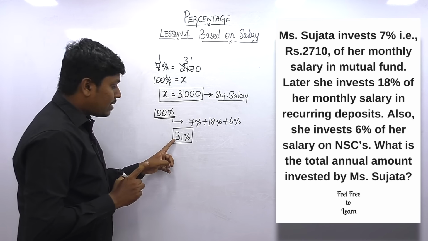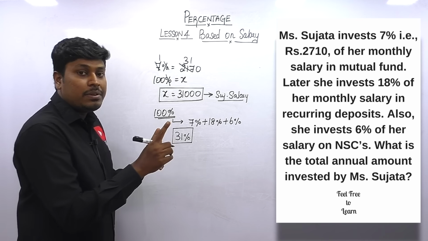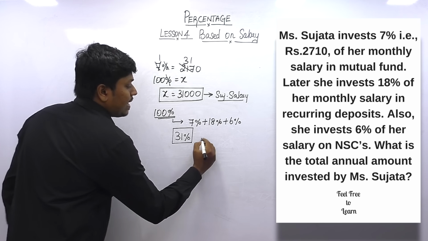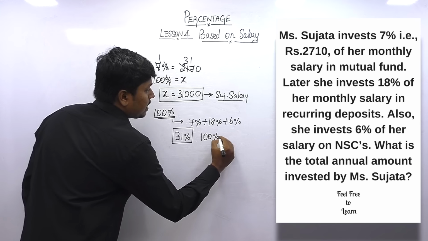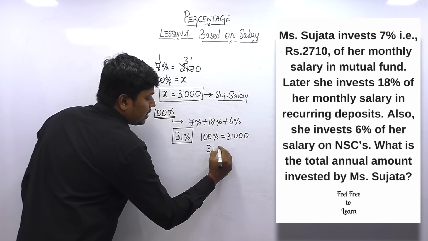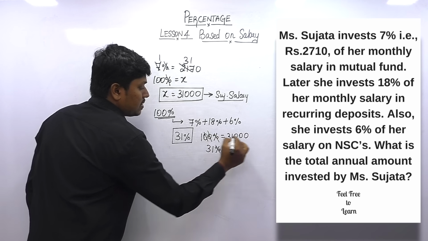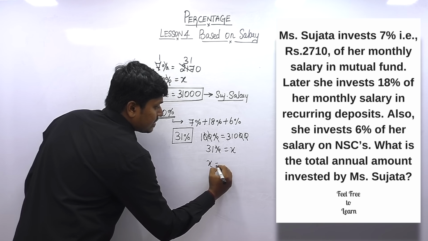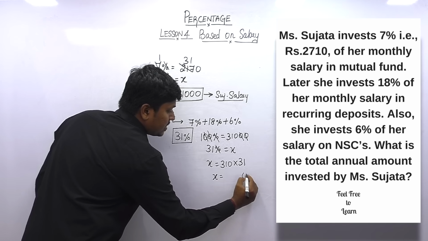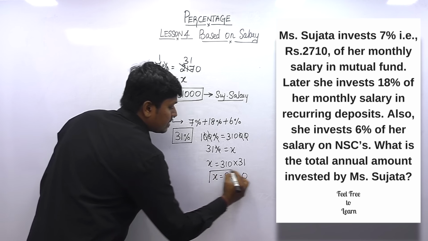First let me find what is 31%. After finding the value, we can multiply it by 12 in order to find the annual amount that she spends. We know that the salary 100% is equal to 31,000. And our target is to find what 31% is, equal to X. Cancel the percentage, cancel the zeros, so finally X is equal to 310 into 31. So 9610.